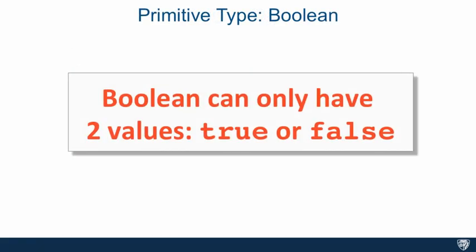First of all, Boolean. Well, Boolean can only have 2 values, either true or false, and true and false are reserved keywords in the JavaScript language. Now, if you've ever done any programming at all, and this course assumes that you have, you should be very familiar with this type. Enough said, really.